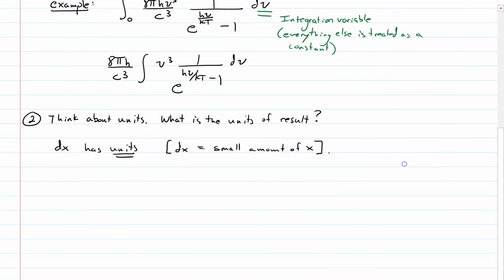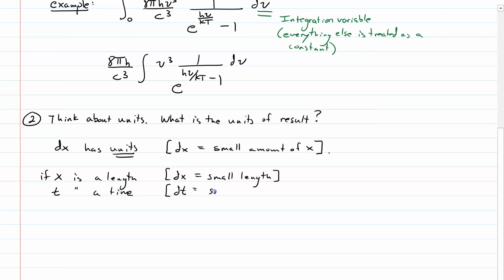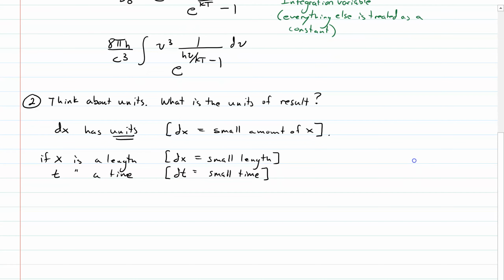So for example, let's say x is a length. If x is a length, then dx is a small length, right? And if, for example, t is a time, then dt is a small time. And that means that when you're thinking about the units of this integral, you have to include the units of the dx, or the dt, or the d nu, right?